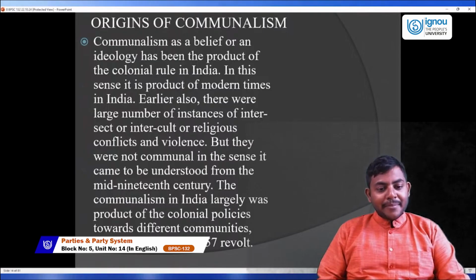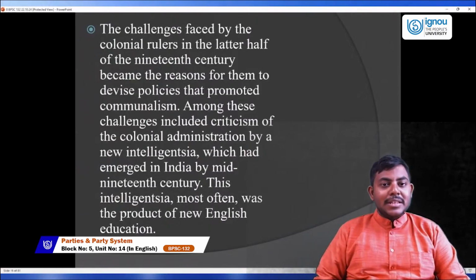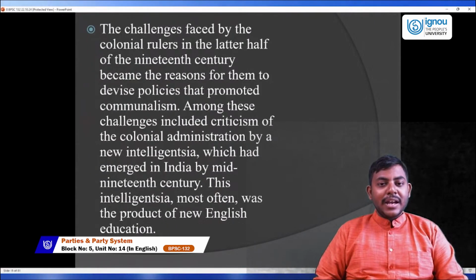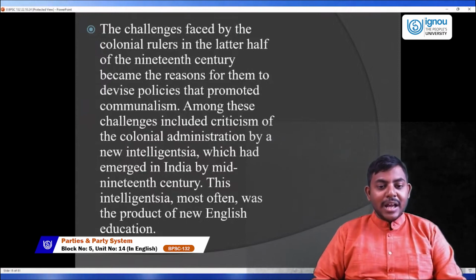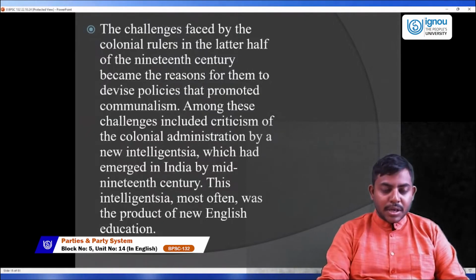Communalism in India largely was a product of the colonial policies towards different religious communities, especially after the 1857 revolt. The challenges faced by the colonial rulers in the latter half of the 19th century became the reasons for them to devise policies that promoted communalism. Among these challenges was criticism of colonial administration by a new intelligentsia, which had emerged in India by the mid-19th century. This intelligentsia most often was the product of new English education.